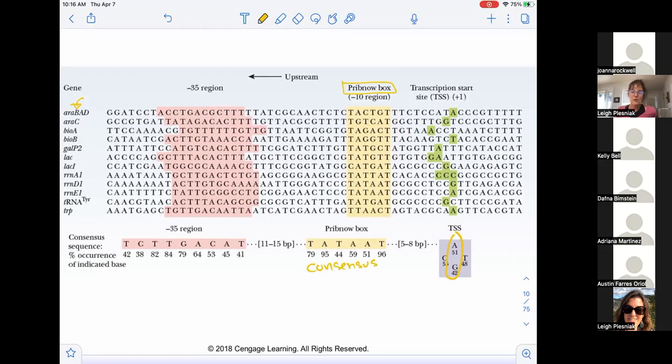Okay, so notice that the Pribnow box has lots of A's and T's. So in my mind, that makes me think about one thing in the process of transcription. Any ideas what that could be when you see lots of A's and T's? Think 2 hydrogen bonds instead of 3 hydrogen bonds in the base pairs.